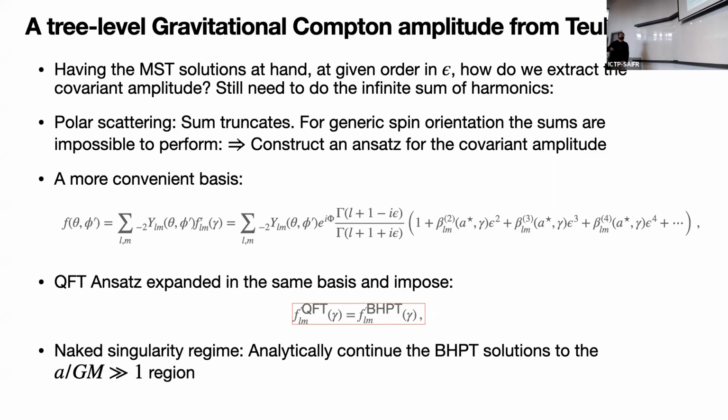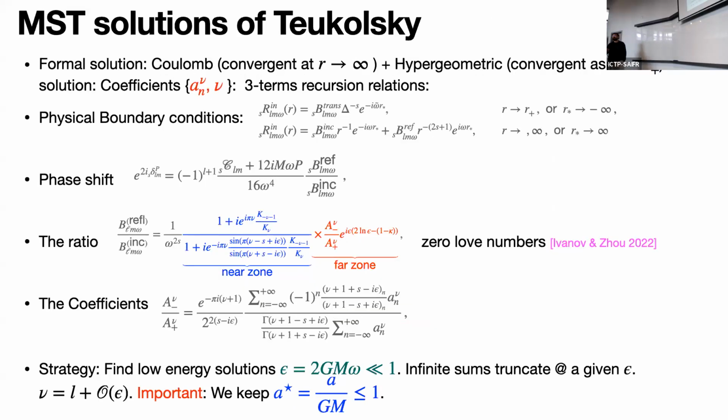So the strategy for us is, instead of trying to solve the full problem, we solve the problem perturbatively, expanding in an epsilon parameter. But something important is that for these black hole perturbation theory methods to hold, we have to keep the spin of the black hole smaller than GM. Then we want to compare this to the naked singularity scenario. After we have found the solution, we will analytically continue to the limit we started from, comparing with this triple alpha.